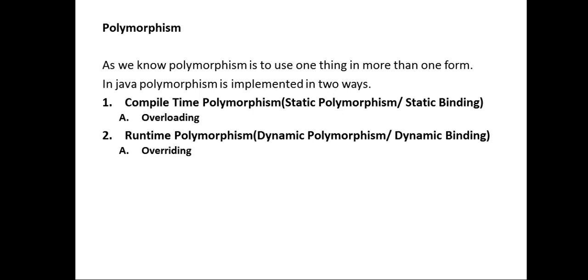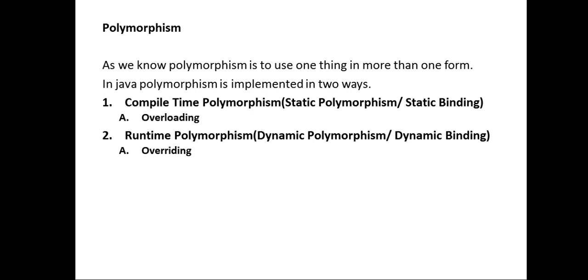Java is implementing this polymorphism in two ways. Okay, first one is compile time polymorphism, and second one is runtime polymorphism. Compile time polymorphism is also known as static polymorphism, or static binding. Runtime polymorphism is known as dynamic polymorphism or dynamic binding. Means if somebody asks you what is static polymorphism, you say it is compile time polymorphism, and if somebody says dynamic polymorphism, you will say it is runtime polymorphism.